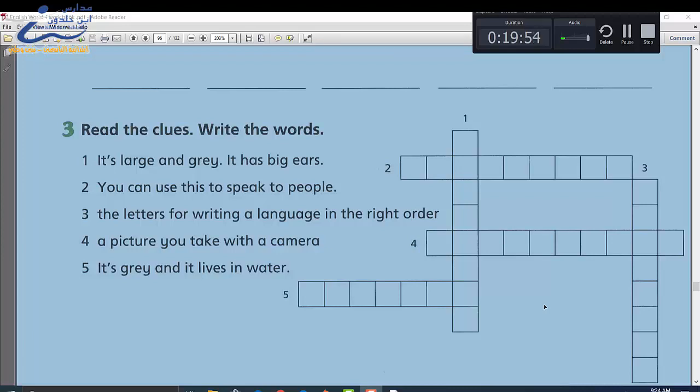Try to think. We are going to write the answers here, number 1, and here number 2. Number 3, the letters of writing a language in the right order. What do we call it? Yes, try to think. Number 4, a picture you take with a camera. Here, number 4. Number 5, it's gray and it lives in water. Here, number 5. You are going to see the answers in a few seconds.